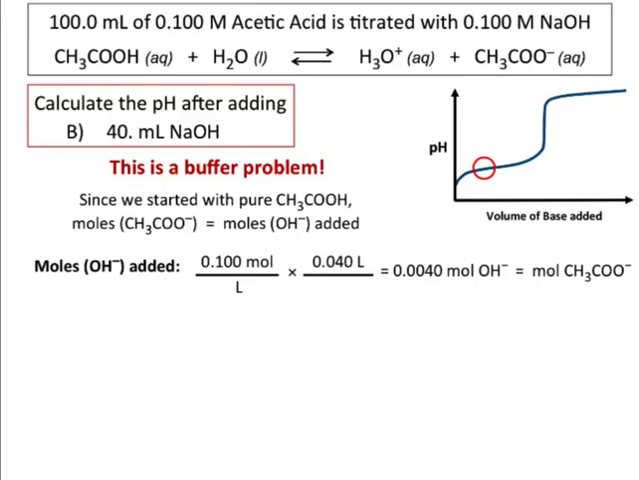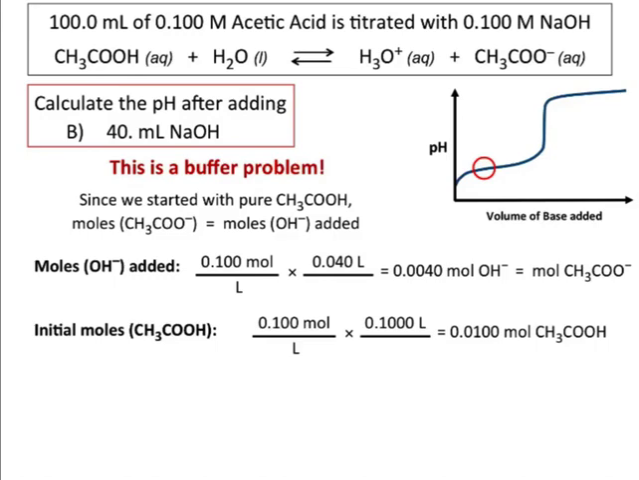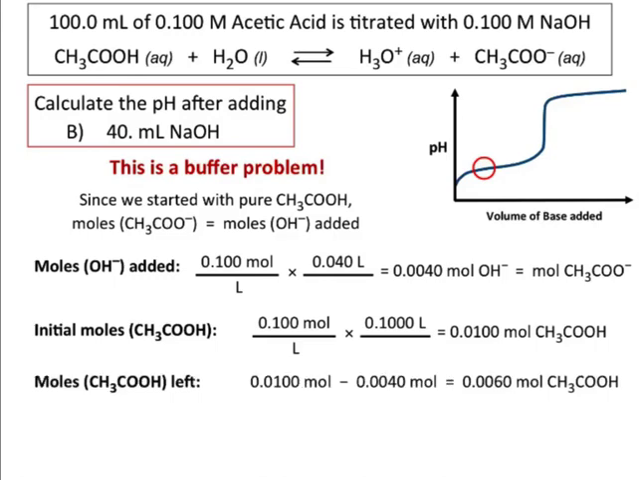Okay, so we're also going to want to know the number of moles of acid that we started with. So here's moles over liters times liters, and that gets us the number of moles of acid. So we start with 0.01 mole of acid, and then we react away 0.004 moles of it. So that means we have 0.006 moles of acid left, and then we've made 0.004 moles of this conjugate base.